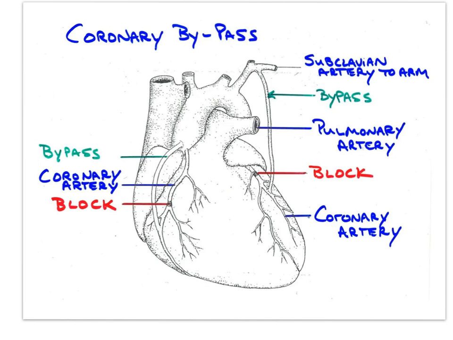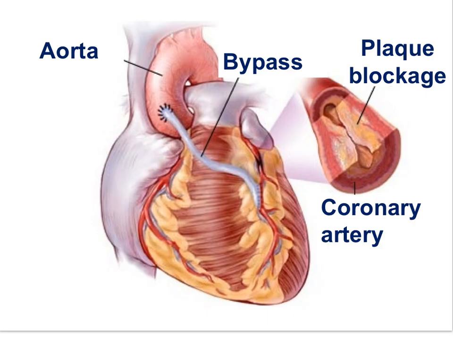Here is a solution to coronary artery blockage, seen here and here, and this solution is called a bypass. Vessels taken from the leg or chest are stitched into place to bypass the blockage. In this image, you can see two bypasses. Here is another image of a bypass of a blocked coronary artery.